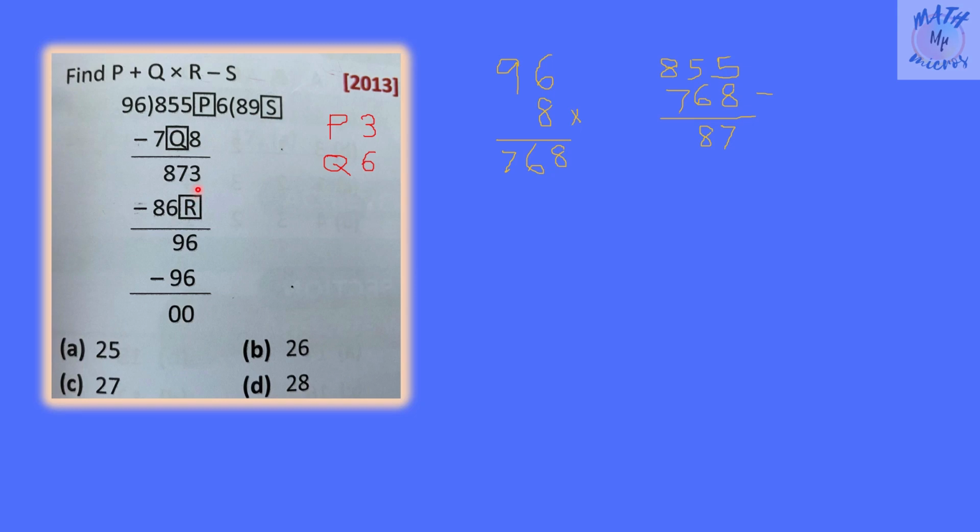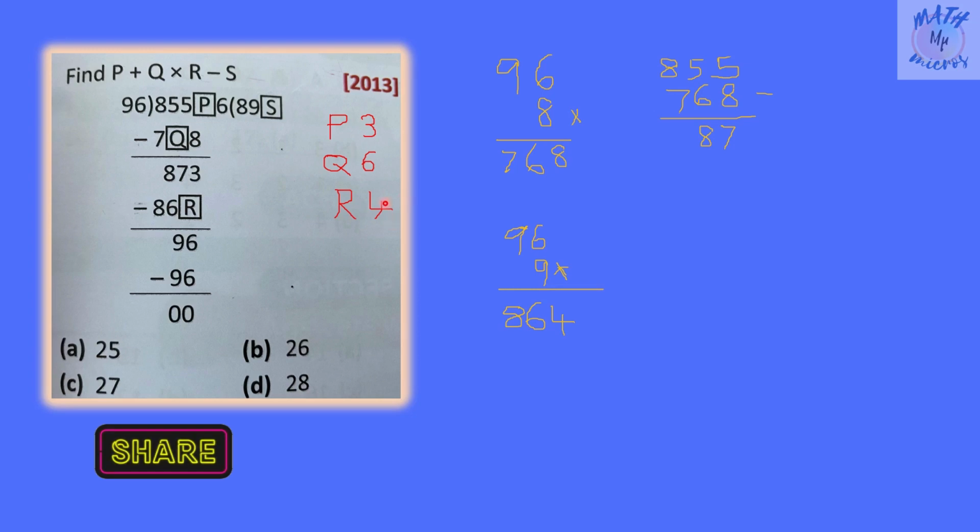So what I'm going to do, I'm going to check what is that number. So I'm going to multiply 96 by 9. So when you multiply 96 by 9, you have 864. And this you can find in the question. Here you have a number that starts with 8, 6 and R. So which means the 4 is R, and R is equal to 4. I have found R, which is 4.